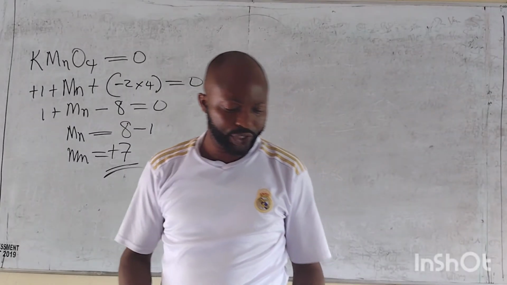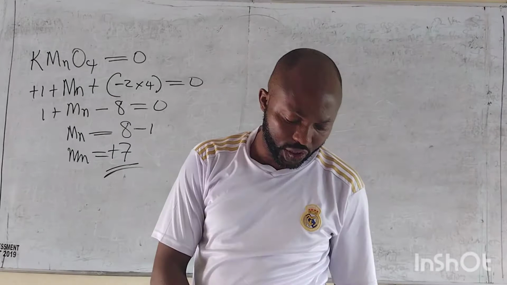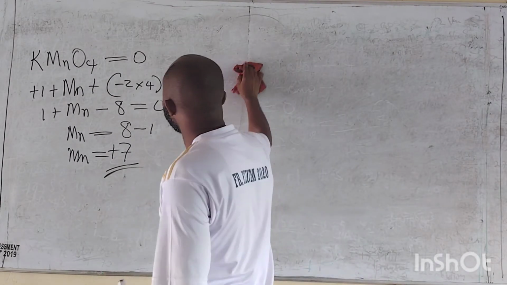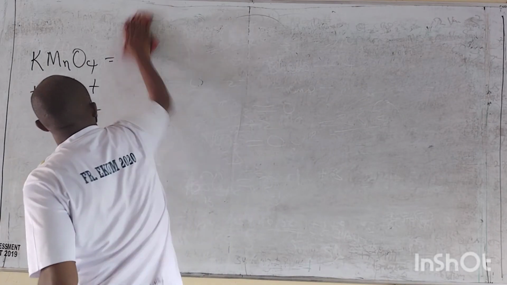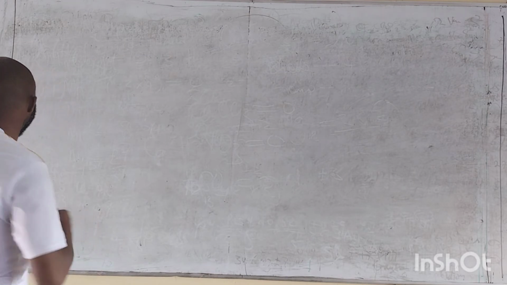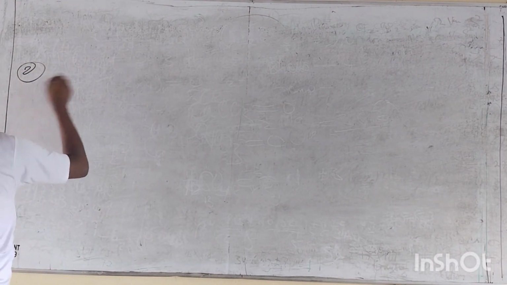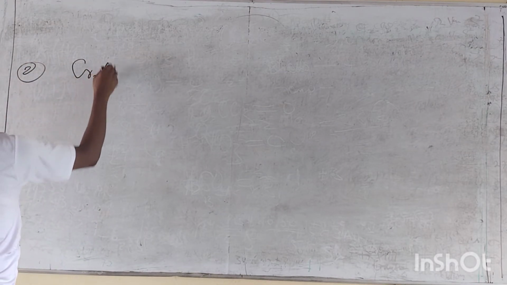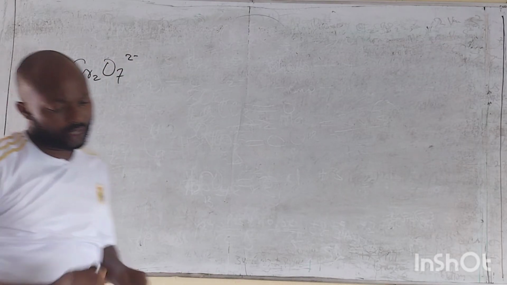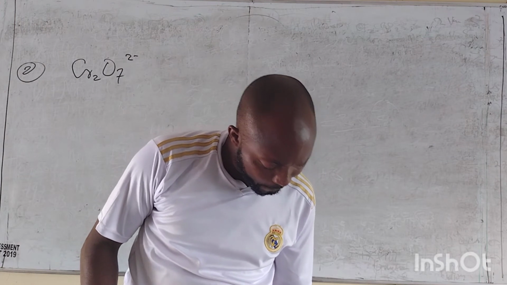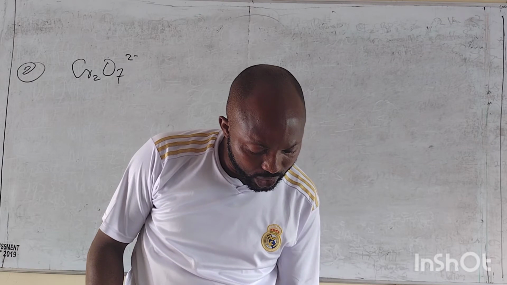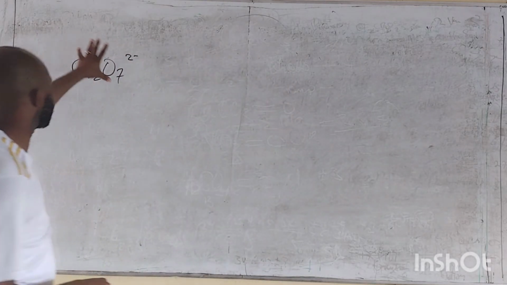Let's take another question. Question 2. Calculate the oxidation number of chromium in this compound: Cr2O7 2 minus. That is what they gave us. They say we should calculate the oxidation number of chromium in this.